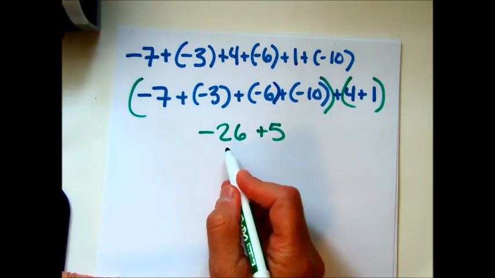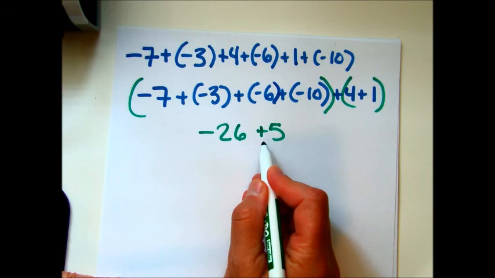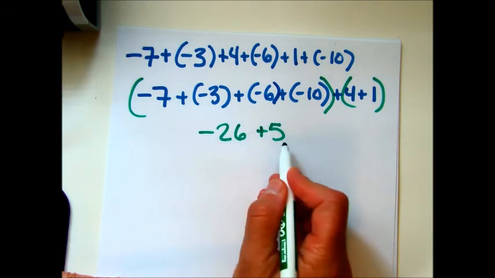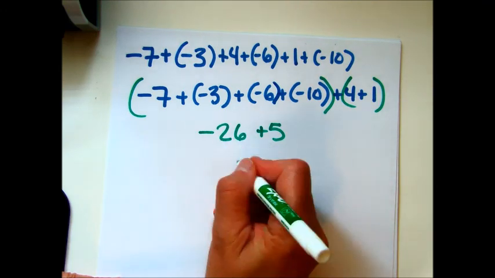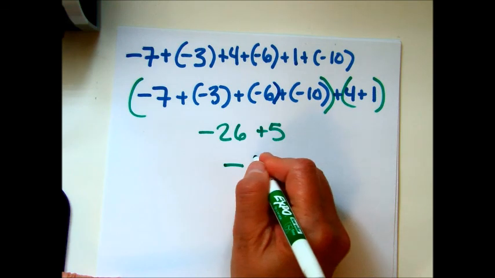When I have a negative number plus a positive number, I'm really subtracting. The sign will be the same sign as the larger number, so it's a -21.